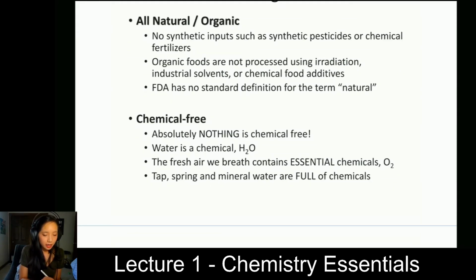All right, and then again, I say nothing is chemical free. So water is a chemical, air is a chemical. Things like tap water, spring water, and mineral water, all of those things are full of chemicals. Additional chemicals that are there naturally, like if you have hard water, that means you have extra calcium and magnesium in your water in addition to H2O, which is the chemical formula for water. So, again, if you see something that says, oh, chemical free, that is absolutely wrong. Everything contains chemicals.